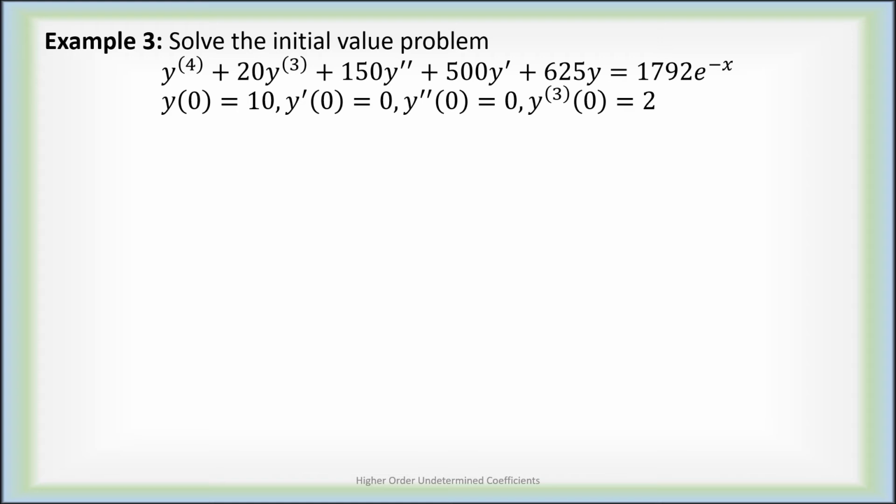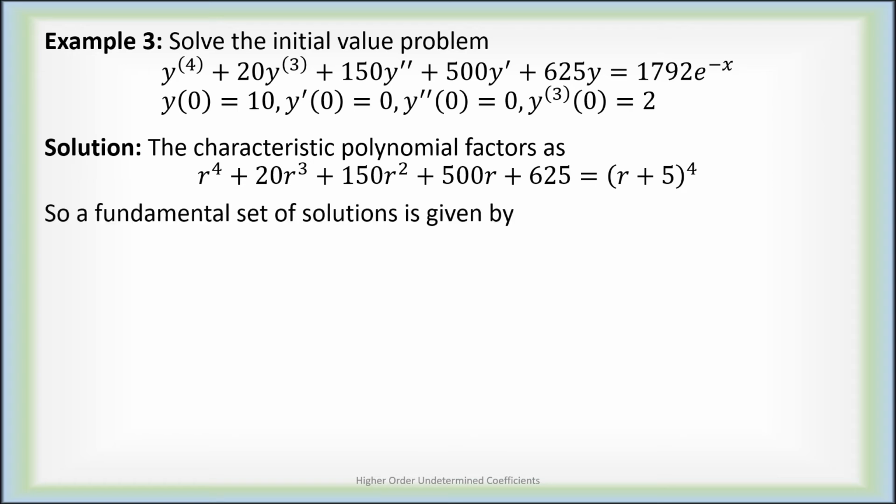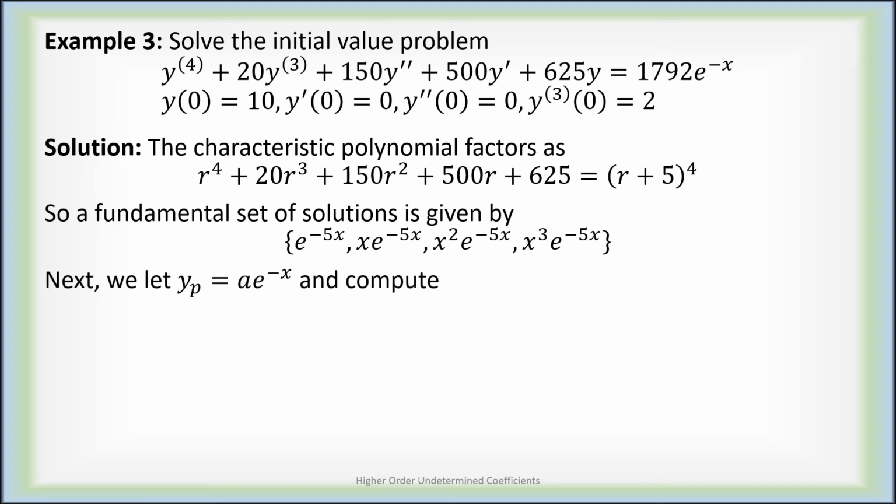To find a general solution, as we saw in the previous example, we need one particular solution, but we also need a general solution to the complementary equation, so we're going to start there. Now the characteristic polynomial, you can eventually factor as r plus 5 to the fourth. Therefore, a fundamental set of solutions to the complementary equation is e to the minus 5x, x e to the minus 5x, x squared e to the minus 5x, and x cubed times e to the minus 5x.